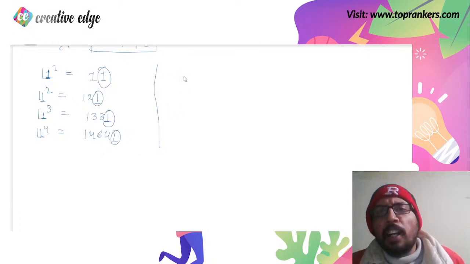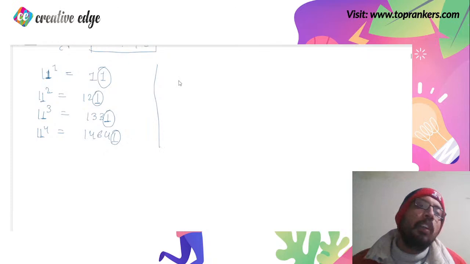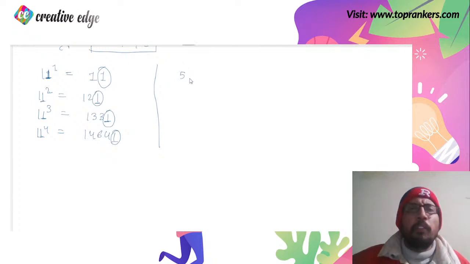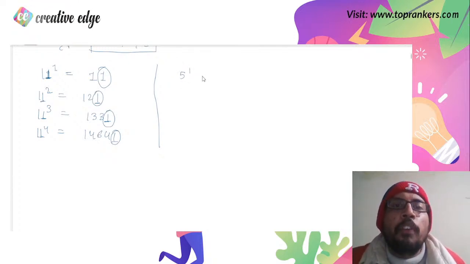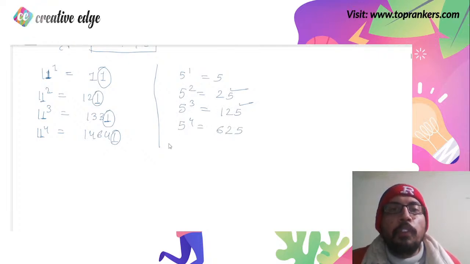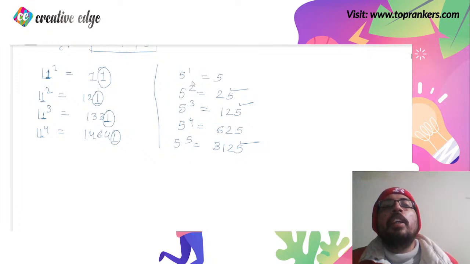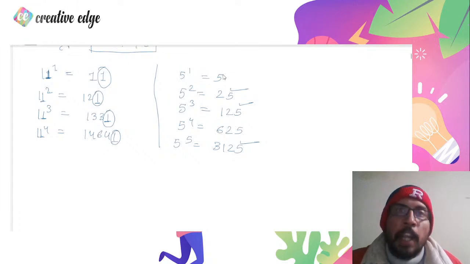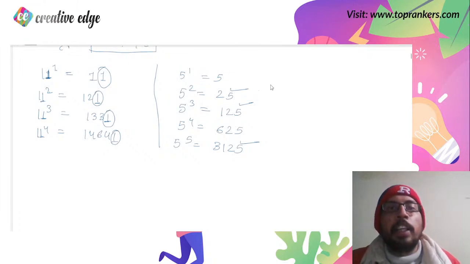Now consider another number, let us consider 5. Any number you can consider, I am considering 5 here. 5 to the power 1 is 5. 5 to the power 2 is 25, unit place again 5. 5 to the power 3 is 125, unit place again 5. 5 to the power 4 is 625. 5 to the power 5 is 3125. Here again I observe that I have the same unit place both prior to expansion and after the expansion.